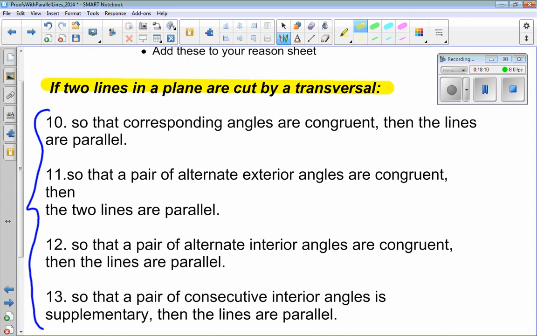Okay, so you're going to add this to your reason sheet. If two lines are cut by a transversal, then these things happen. Okay, so you can write it once, and you can just kind of group these together. So add these to your reason sheet. These are going to be things that you can specifically say as a reason. And also, don't we know this as the corresponding angle converse and the alternate exterior angle converse? I mean, didn't we write those on our flip charts and in our graphic organizer too? So we've already seen these. It's just a matter of putting them on our reason sheet.